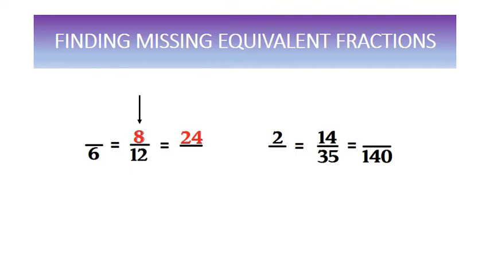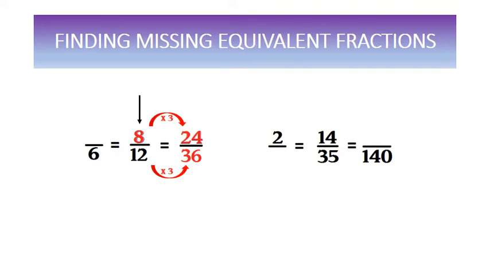So then I say to myself, what have I done to the 8 to change it into a 24? I've multiplied by 3. So I simply have to do the same to the 12. 12 multiplied by 3 gives me 36.